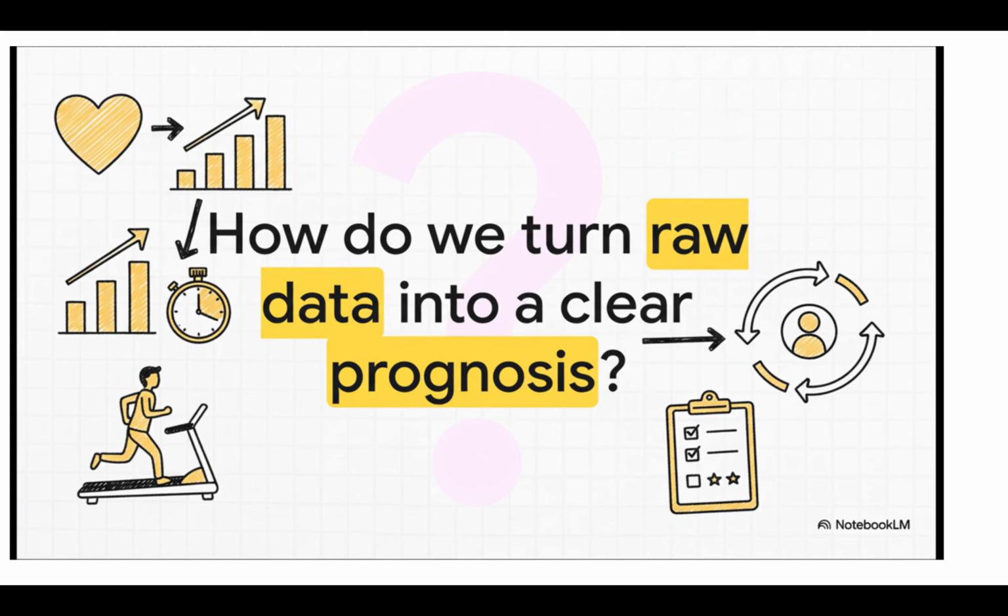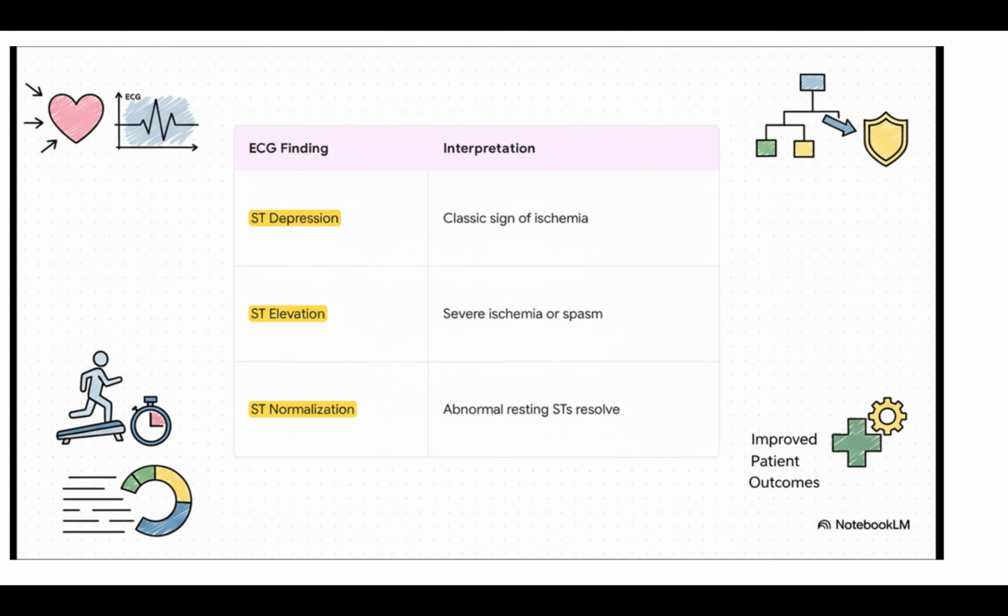We've got all these numbers: exercise capacity, blood pressure readings, ST changes, angina scores. How do we combine all of that into something that actually predicts their future risk in a meaningful way? Well, a huge piece of this puzzle comes straight from the ECG. ST segment depression, that's the classic sign of ischemia. But other changes are just as important. ST elevation could point to even more severe ischemia. And something called ST normalization can also be a key finding. They each tell a different part of the story.